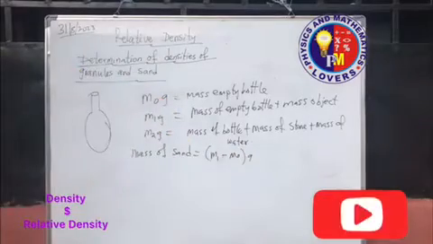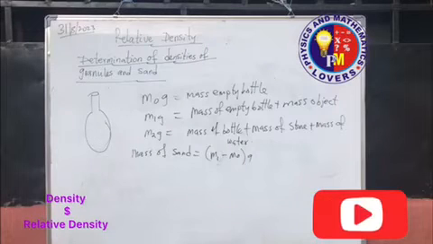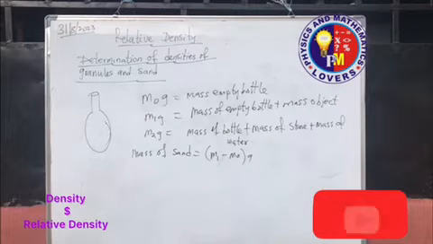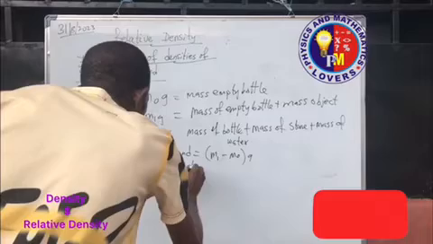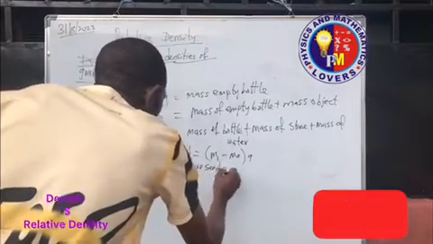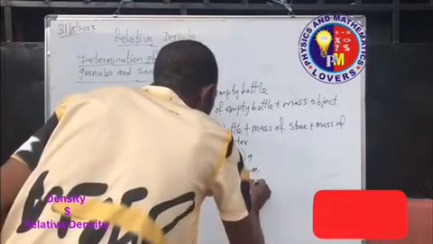Now the next thing we are going to determine is the mass of the water. So how do we get that? The mass of sand is that. So we need to get the mass of water above the sand. It's going to be M2 minus M1. That means the mass of water above the sand is equal to M2 minus M1. Remember it's in grams.